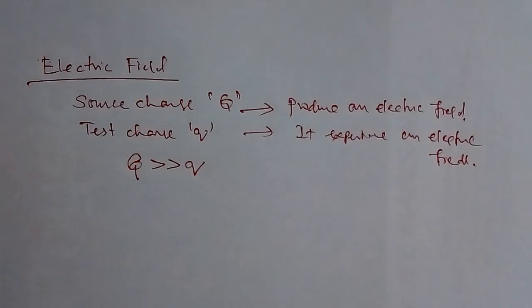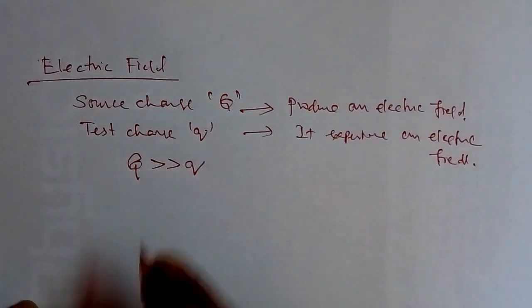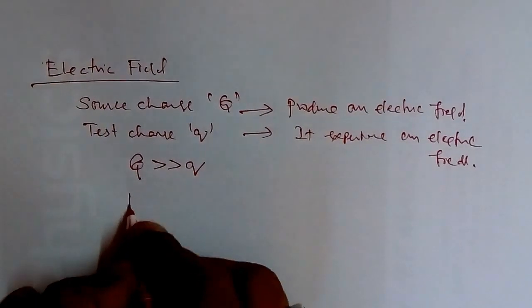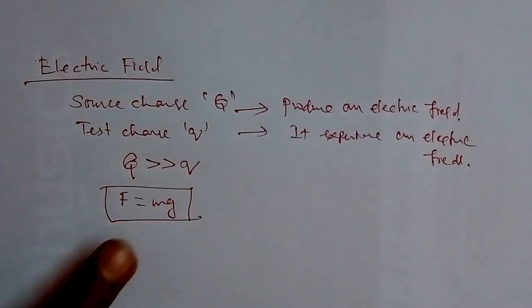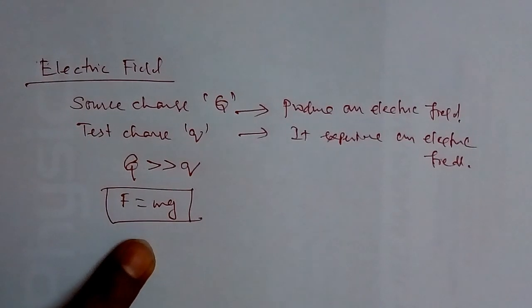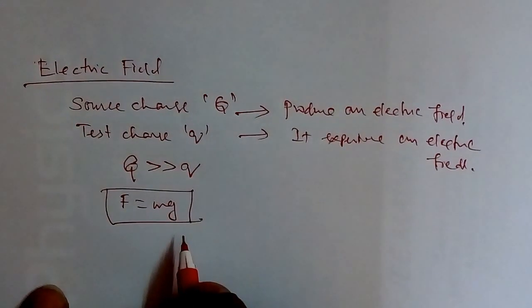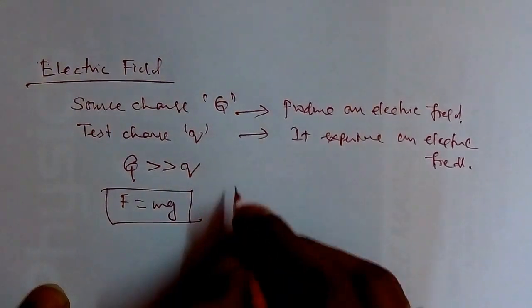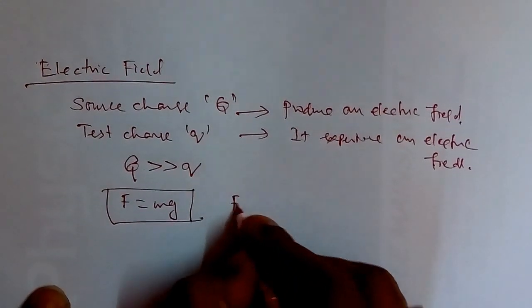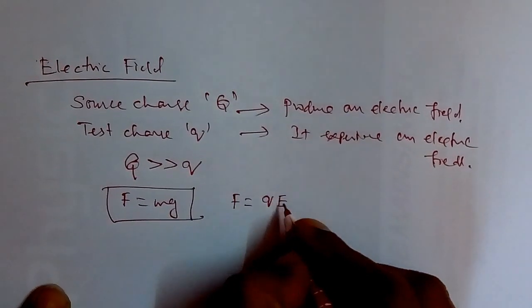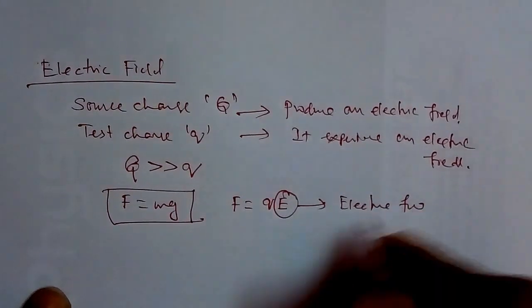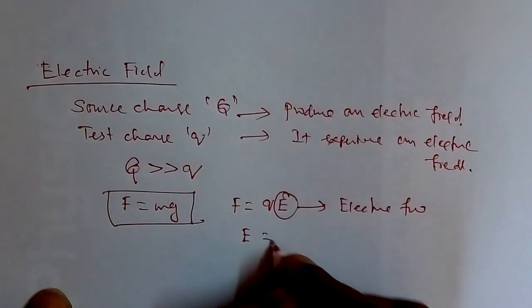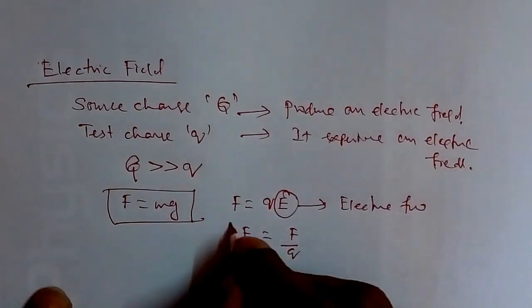So now we are in a position to define an electric field. Just like for a mass, there is a gravitational field around it, a charge has an electric field around it. We already know F equal to m into g is nothing but the force or weight experienced by a body. Similarly, on the same parameters we can define an electric field by the equation F equal to q into capital E. Here the term E is nothing but electric field. So we can write electric field equals force per unit charge.